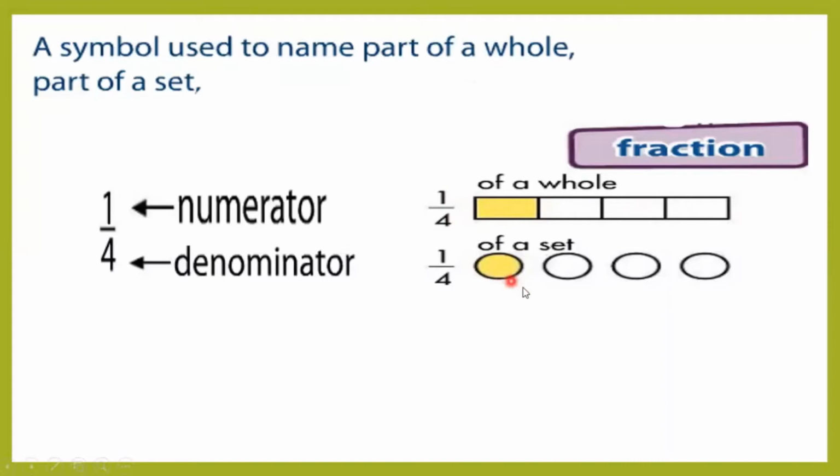Here we have a set of circles. How many circles in all? We have 4 circles. How many colored circles? Only 1. So I will put 1 up. 1 out of 4. If I have the fraction 1 out of 4, here we have a fraction bar, the number up is the numerator, and the number down is the denominator.